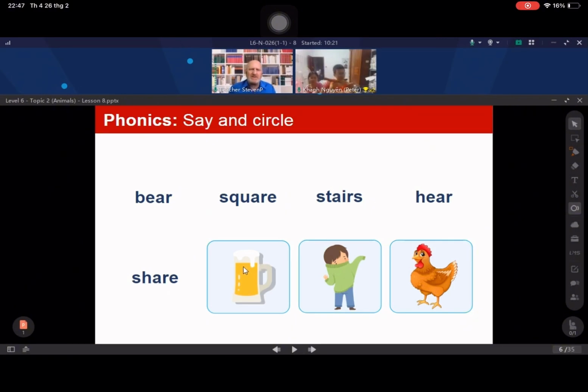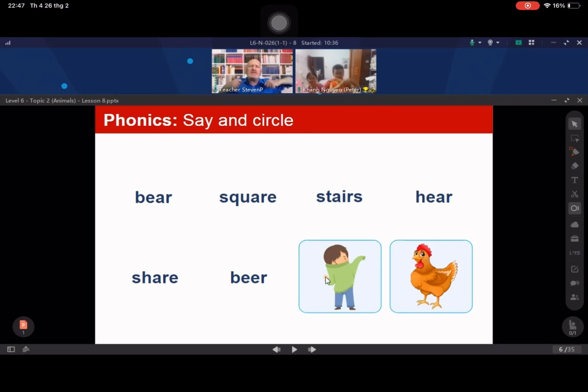Okay. What about this one, Mia? Do you know this one? Beer. Yes, this is a drink called beer. Now, this is a different sound. It is not the air sound. Can you see it's different? Beer is different. Okay, good.